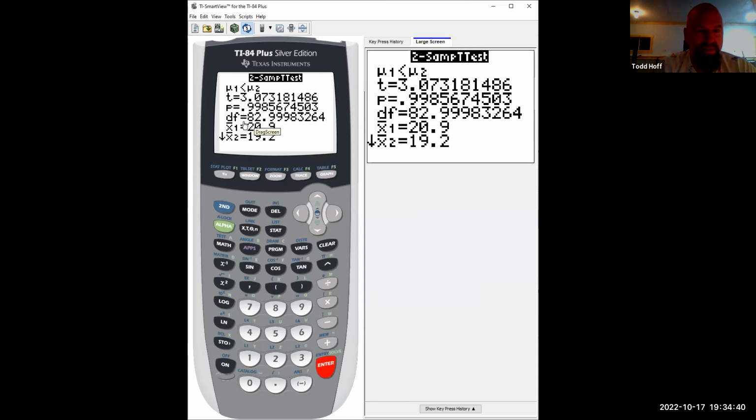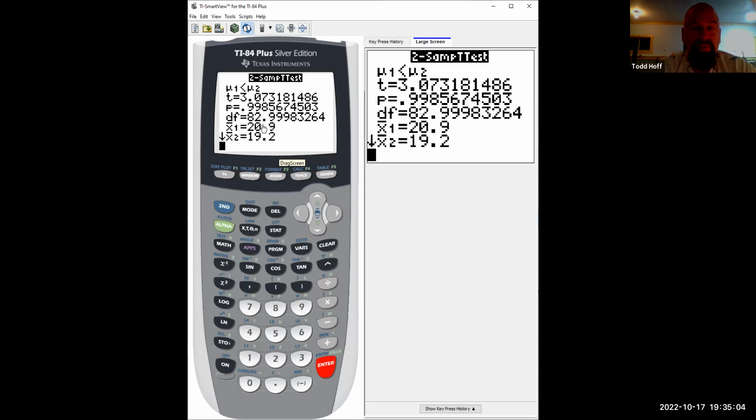So you can see there's the degrees of freedom. 82.999 is exactly what we calculated. So that confirms that we did the right degree of freedom calculation. Test statistic of 3.07 and p-value of 0.9985. Well, what did we do wrong there?